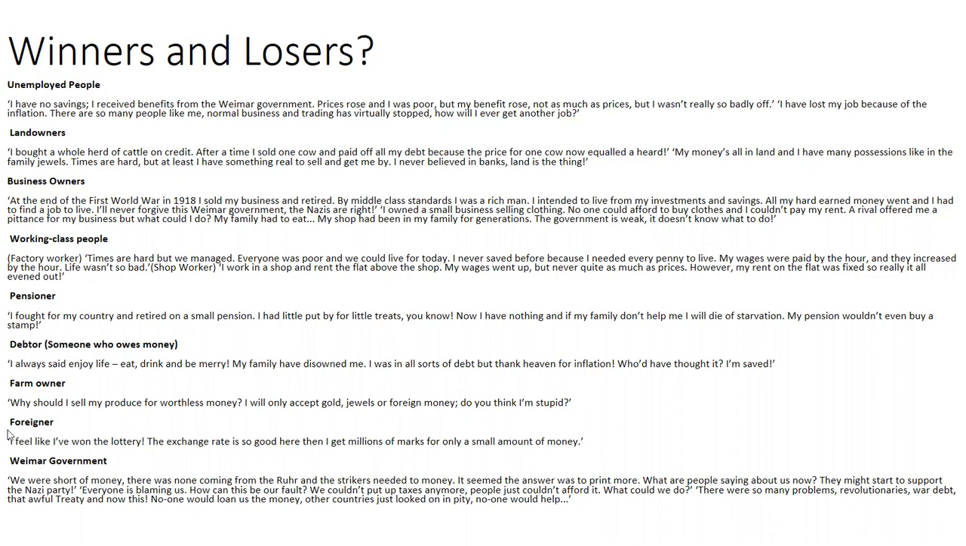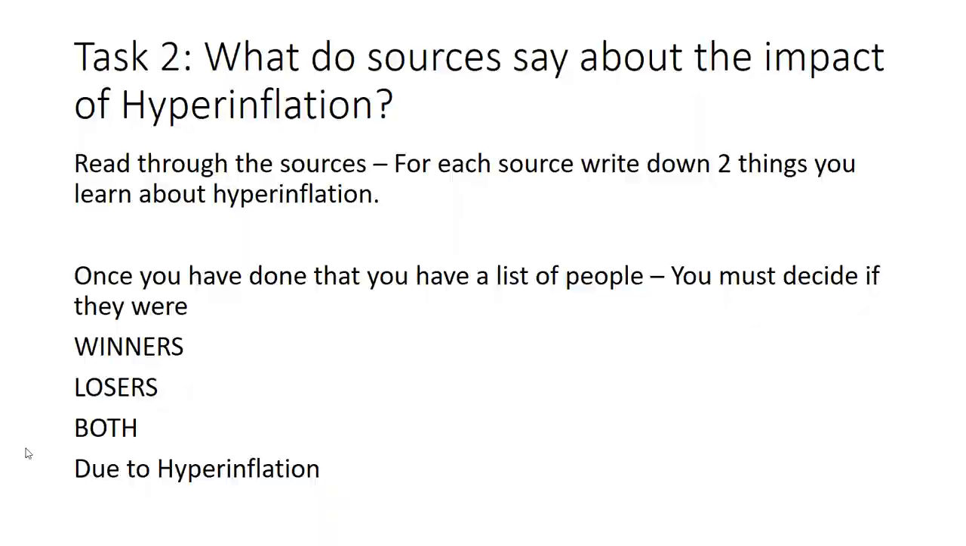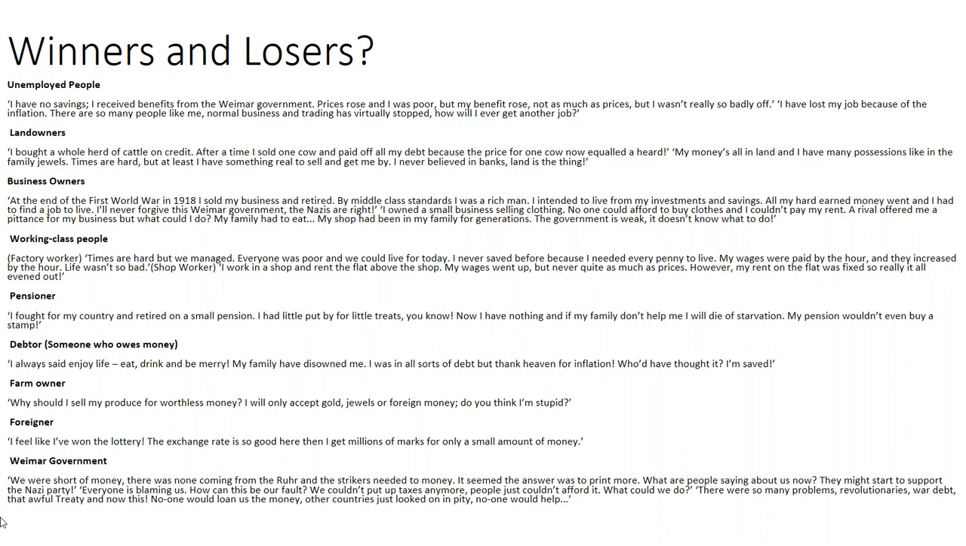And one that people tend to misunderstand is a foreigner. I feel like I've won the lottery. The exchange rate is so good here, I get millions of marks for only a small amount of money. If you were from England and you went to Germany and exchanged £10, you would be getting quite a vast amount of money by November 1923. So foreigners went to Germany and benefited from the fact that they had money to support themselves, but also to take advantage of the situation.